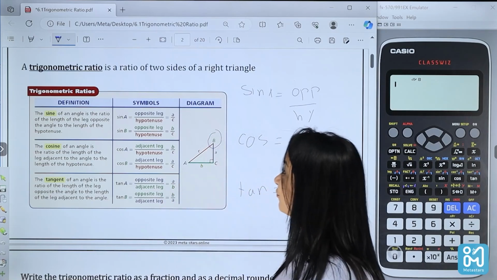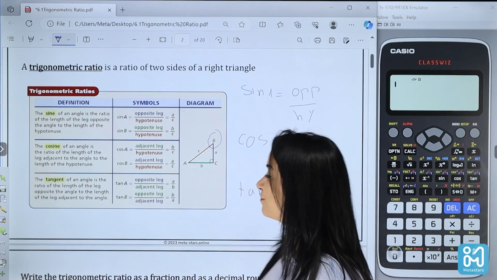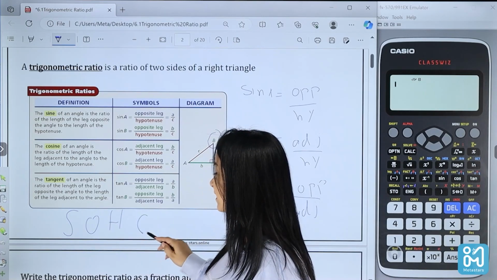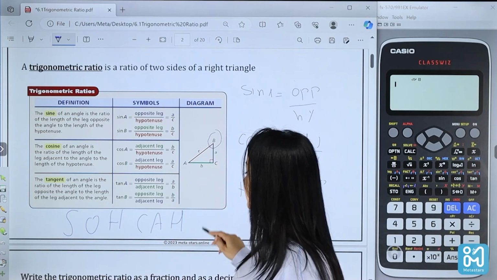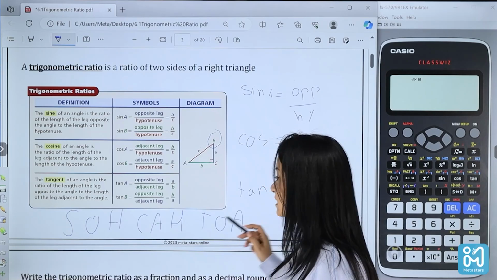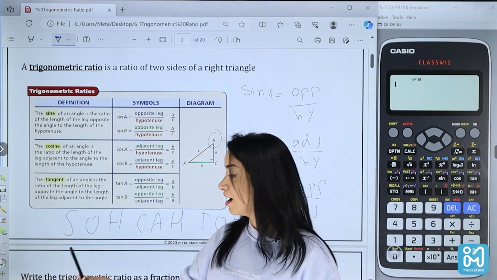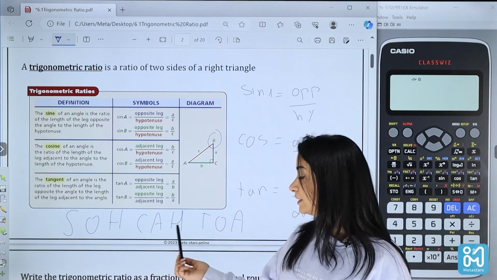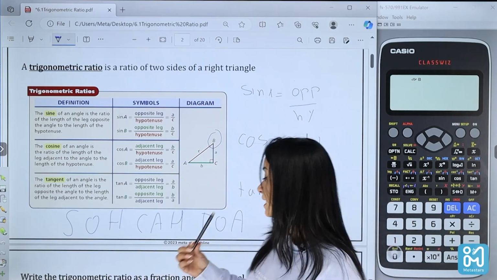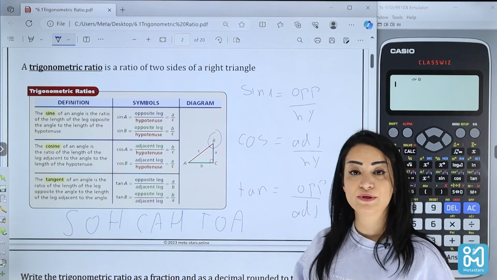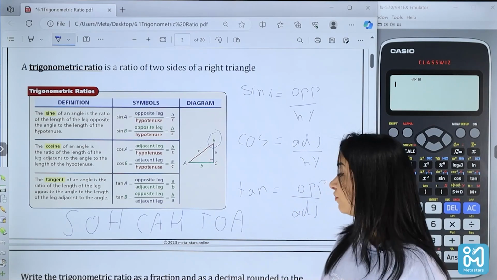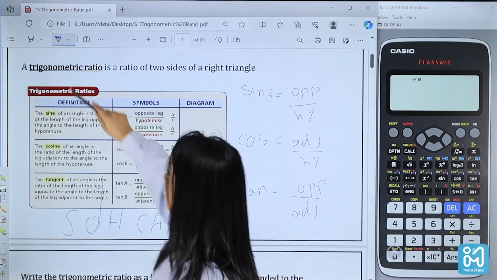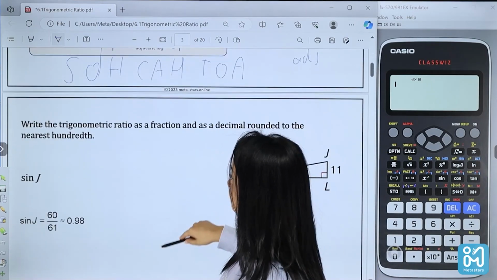So these three relations, we're going to call them the trigonometric ratios for the right triangle. And as a small abbreviation to always memorize them, we can say it's so, ka, tawa. Sine is equal to opposite over hypotenuse. Cosine is equal to adjacent over hypotenuse. Tan is equal to opposite over adjacent. So let's see how we can solve now for this relation.